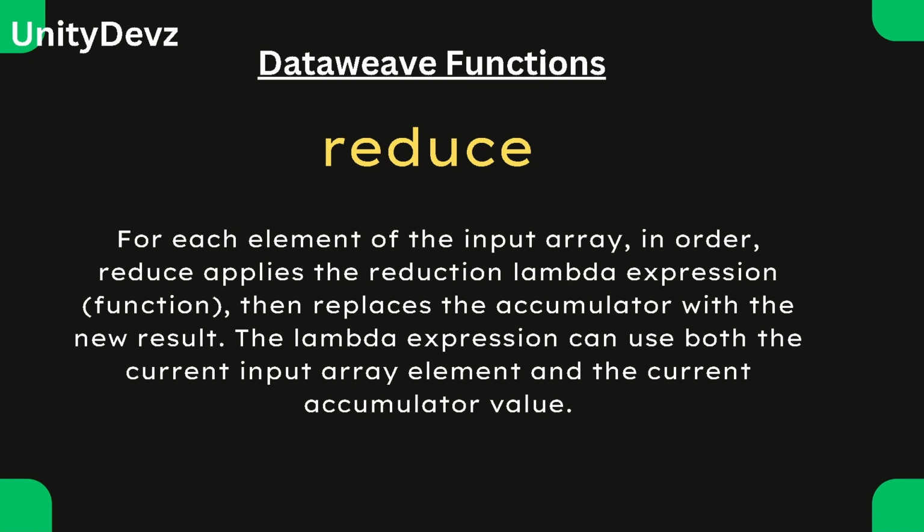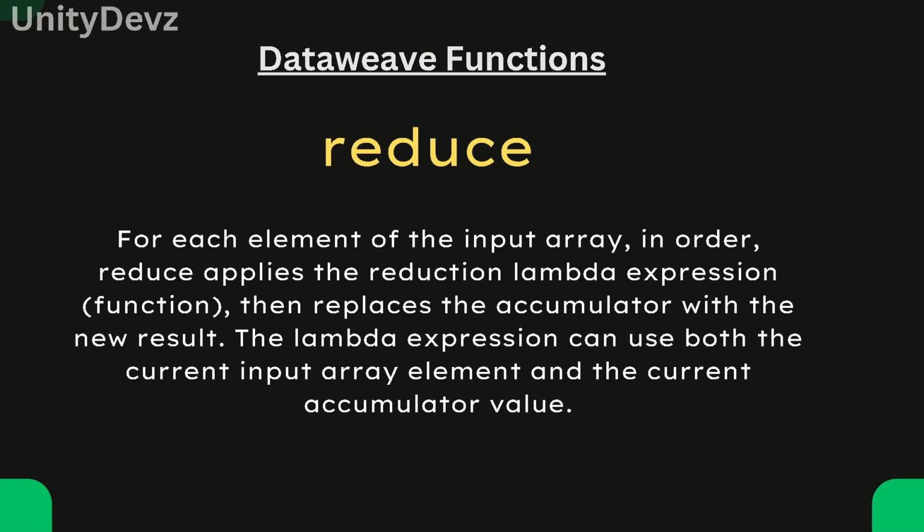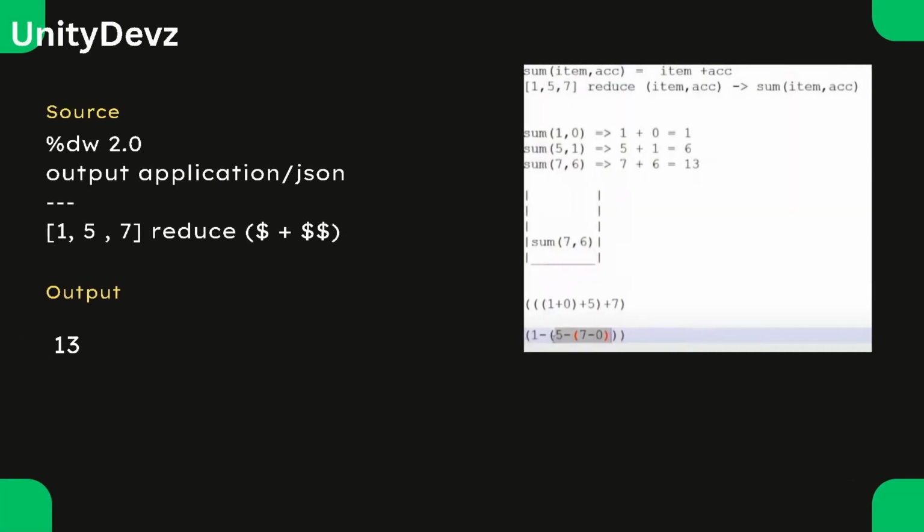From the definition it is written: it iterates on each element in an array in order, and reduce applies the reduction lambda expression, then replaces the accumulator with the new result. The lambda expression can use both the current input array element and the current accumulator value. I have one example to understand this. The reduce function basically iterates over each element in the array, and whatever operation we want to perform, we can perform.